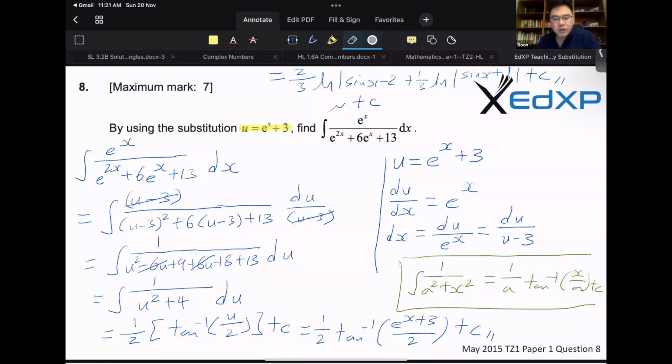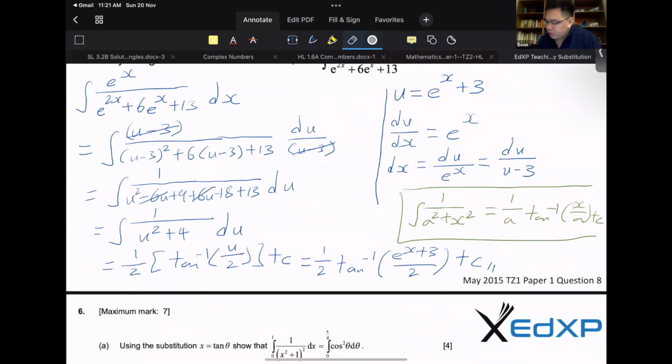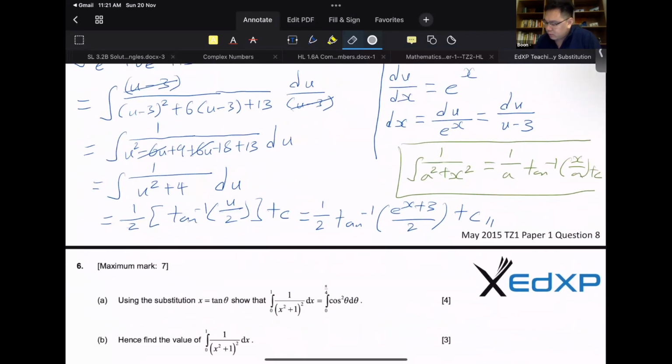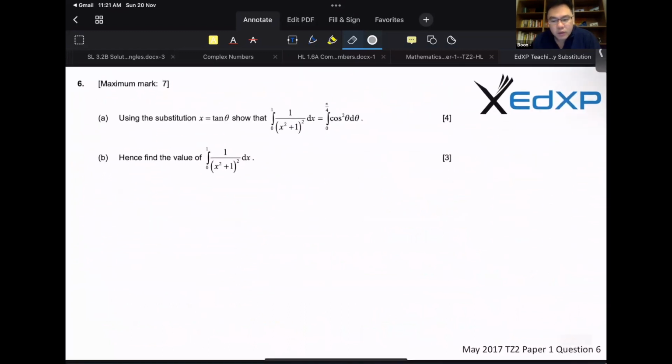Okay, I hope you guys got that so far. I'll move on to my final question before we go into some of our EdXP questions. So this last example came from the May 2017 time zone 2 paper 1. We can see over here that the substitution is x equals tangent theta. I want to show that something on the left is equal to something on the right. So I'm going to stick to that discipline. What I usually do is I put left hand side is equal to this integral over here, and I want to prove it step by step to the right-hand side.